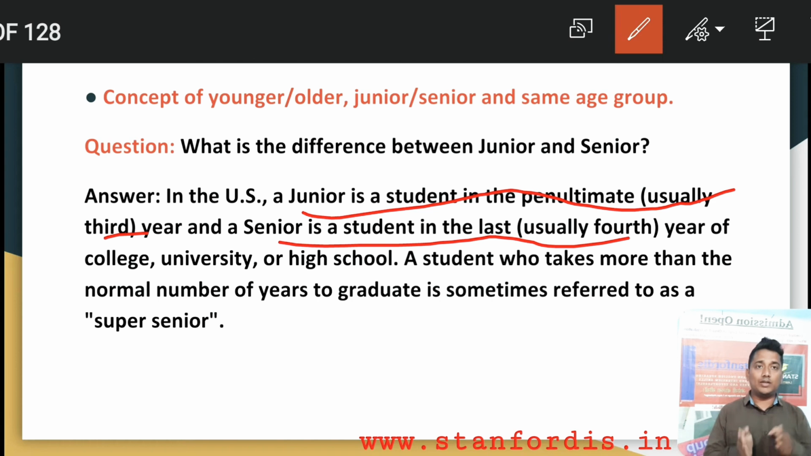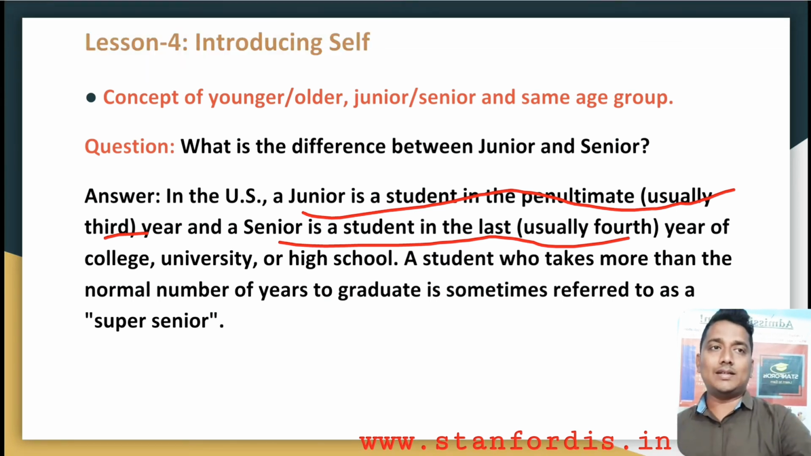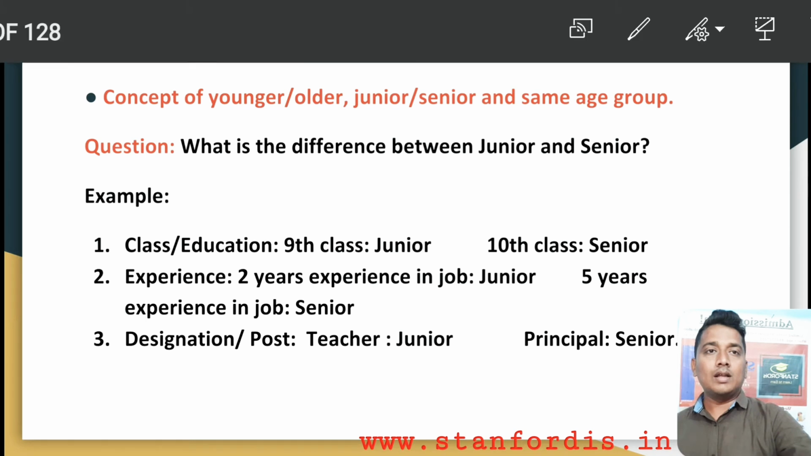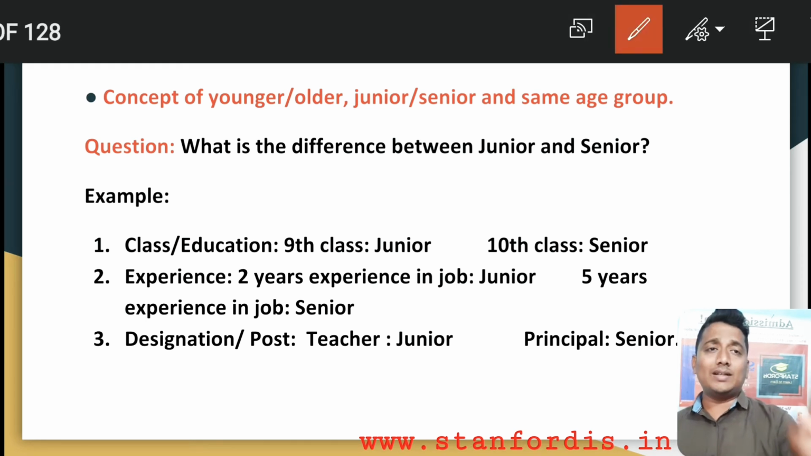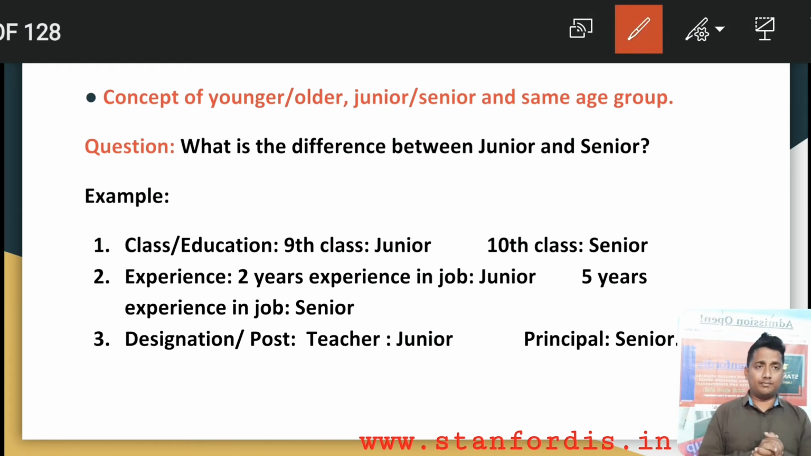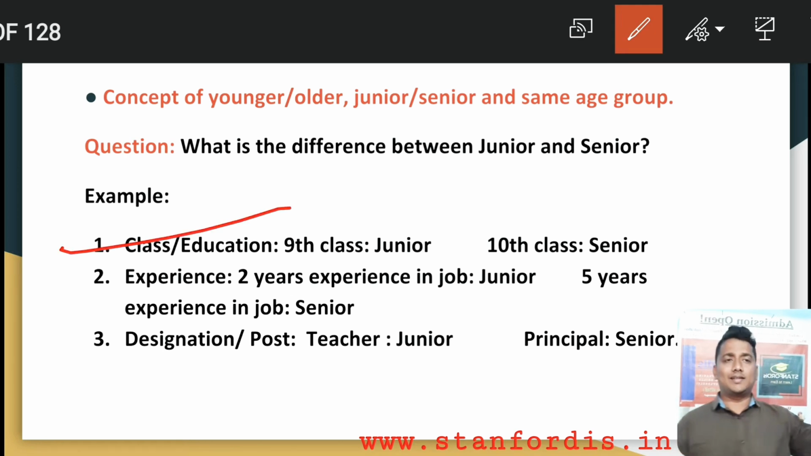In terms of junior and senior, age doesn't matter. Only your post, designation, and education matter a lot. So let's have a look. I already shared it here. What is the criteria for making the difference between junior and senior? Very first thing, your education or class. In which class are you studying, or what is your education level? Are you a matriculation person, or have you done only 10th, or only 12th? That is also one criterion.